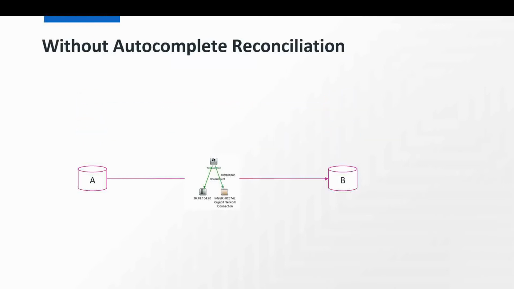Without autocomplete reconciliation, you would need to create a TQL that was fully qualified and push over all of the reconciliation attributes that are needed from system A to system B.